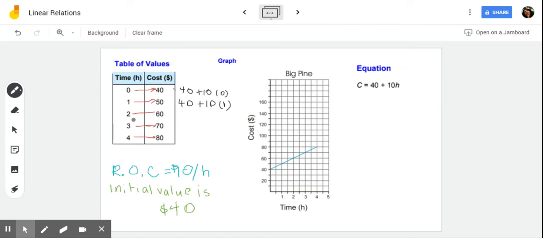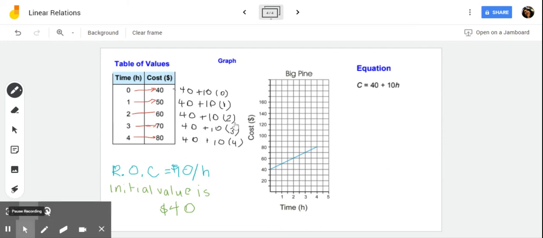What about for hour 2? Well, again, we're going to start at 40 and add $10 for every hour, so 10 times 2. 40 plus 10 times 2. For the third hour, we'll have 40 plus 10 times 3, which will give us 70. And for the fourth hour, it's 40 plus 10 times 4, which gives us 80. So hopefully you start to see the pattern. Each of these lines, we're doing 40 plus 10 times whatever the time is.